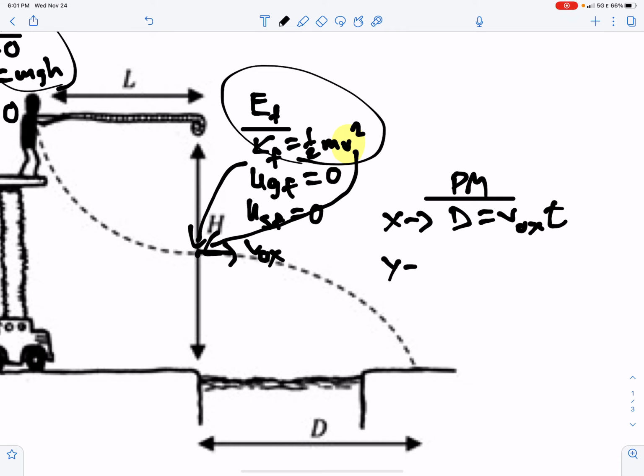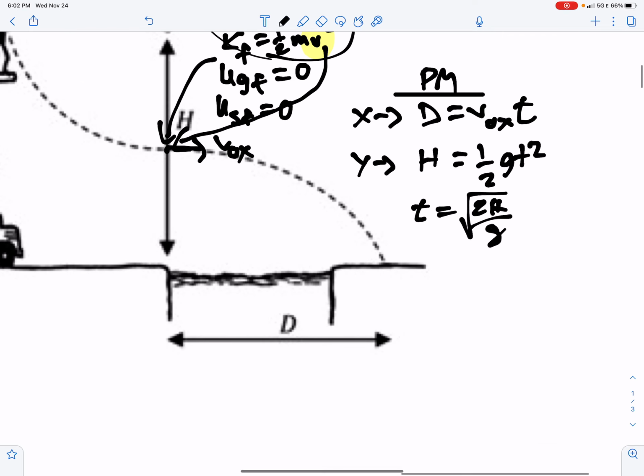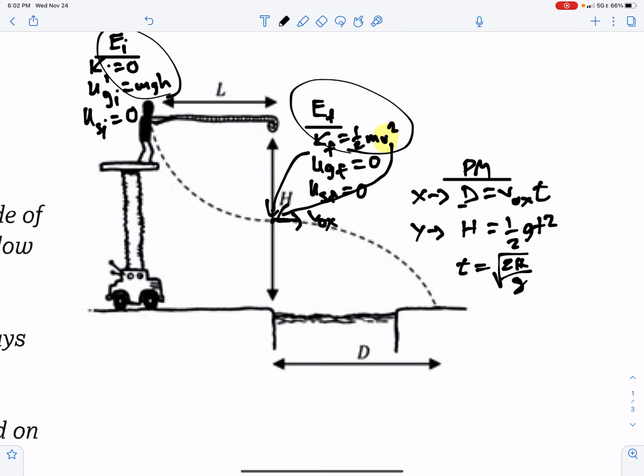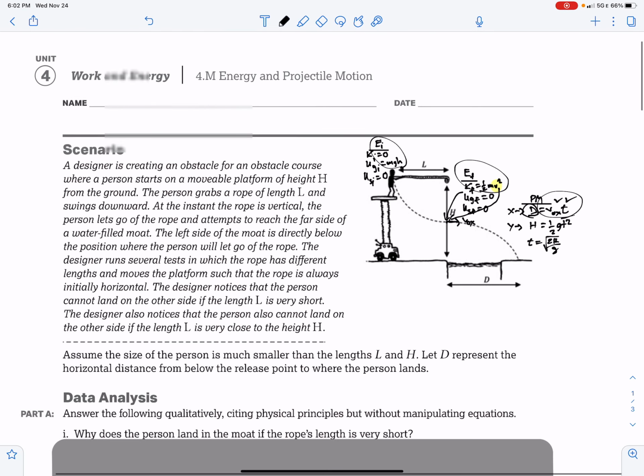Well, in the y direction, you might remember that y is the same thing as the height that you're falling from here. So height is equal to 1/2 g t squared. So solving for t, t is equal to the square root of 2h over g, which means a couple things. One, the distance depends on initial velocity and time, okay? And that's what we're going to wrap our brains around in our explanation, okay?